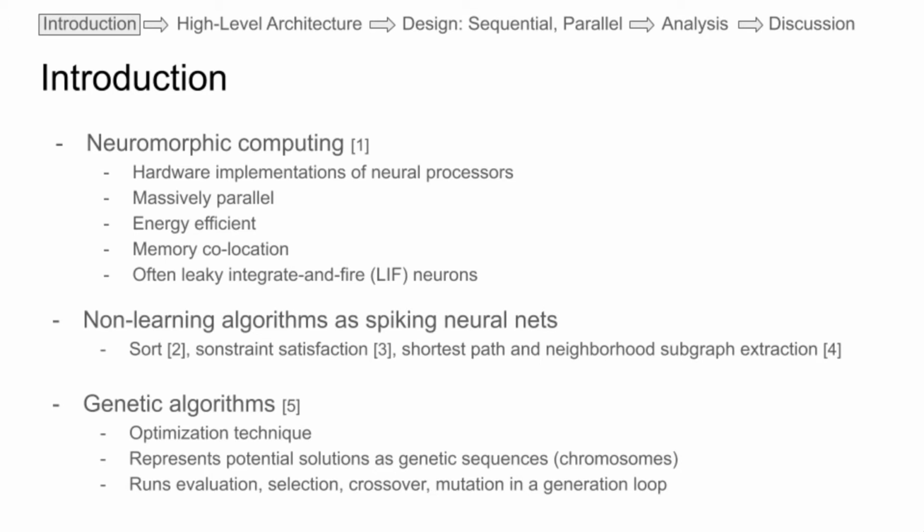And then you have a pool of individual solutions and you run evaluation on them, fitness evaluation, selection, crossover, mutation in a generation loop to resemble natural selection and evolution, which should improve solution quality over time and can search through a large solution space efficiently.